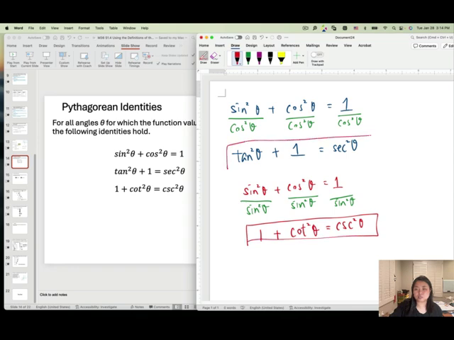Okay, I'm going to bust it up. You guys need to remember these three identities.